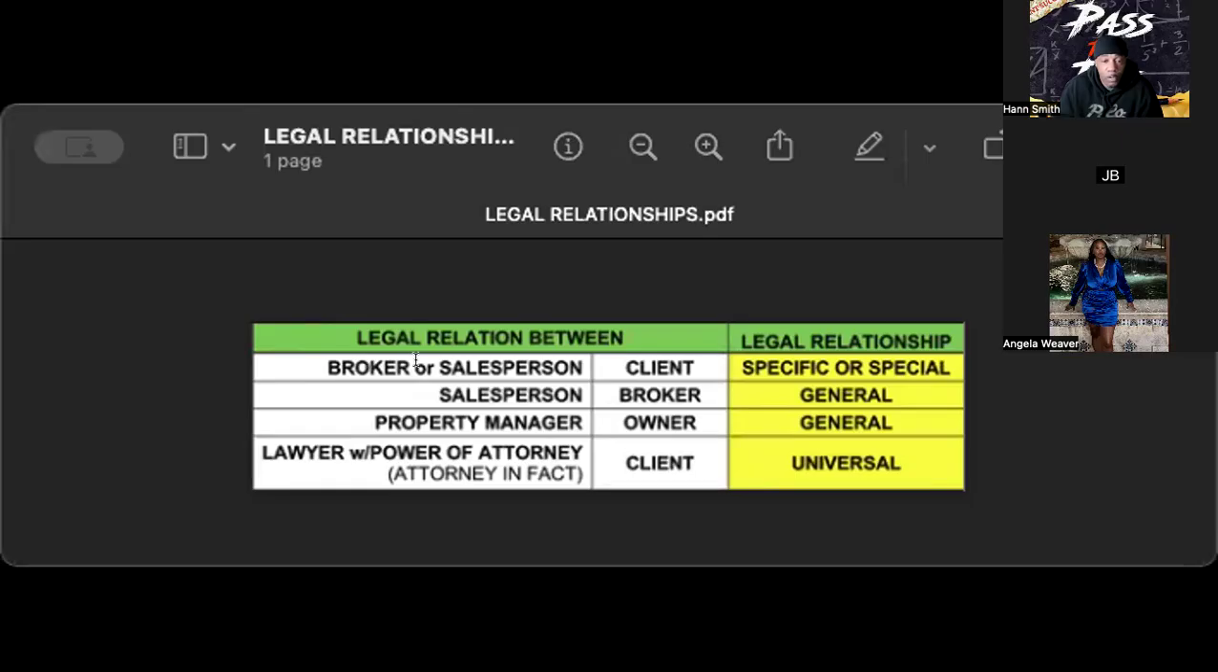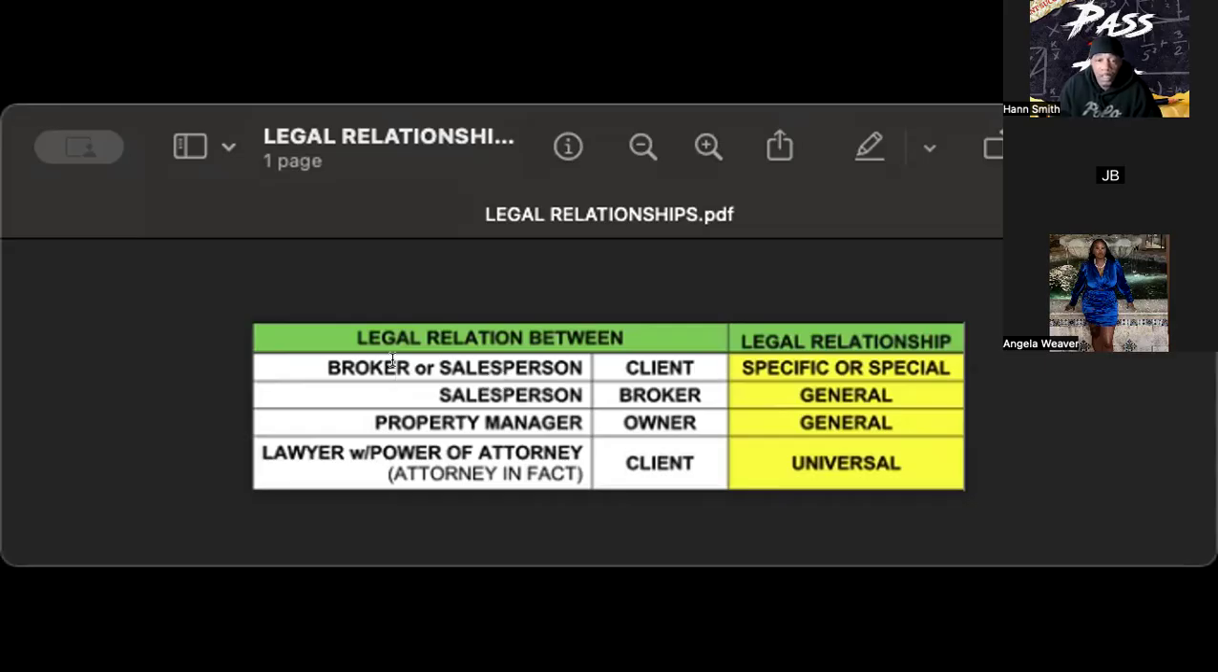Broker or salesperson and a client. That's not what we're talking about, right? We're talking about, where is it at? Okay, so the legal relationship between the salesperson and the broker typically is a general type of agency. You're going to be doing many things under that broker's license. That's a general agency relationship, and that's right here. So your affiliate broker and you have a general agency relationship because you're hired. You're going to be doing many things for that brokerage, or you're going to be conducting a lot of things for the broker in that type of relationship.